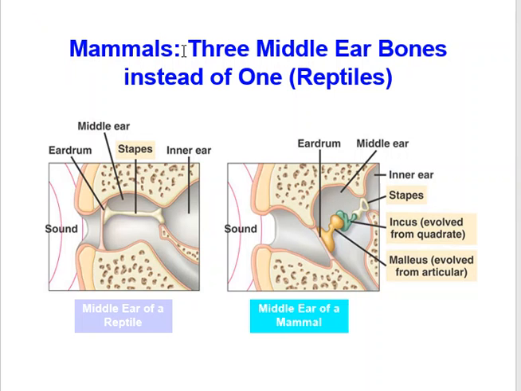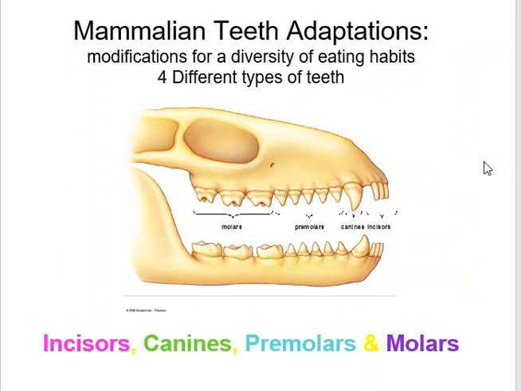This is the schematic representation of the three middle ear bones of mammals, instead of only one. So mammals developed a more sophisticated type of ear to hear better, and this is helpful against predators. Don't worry too much about the details of the ear, just that it's more sophisticated.